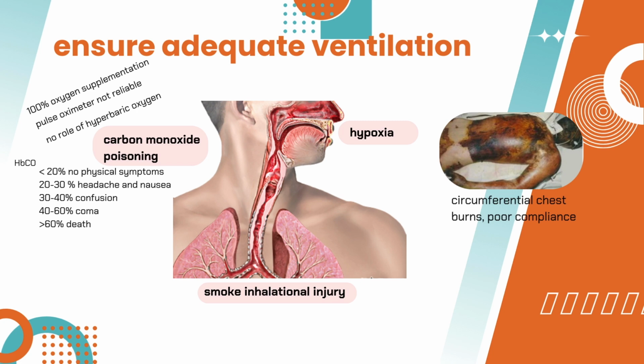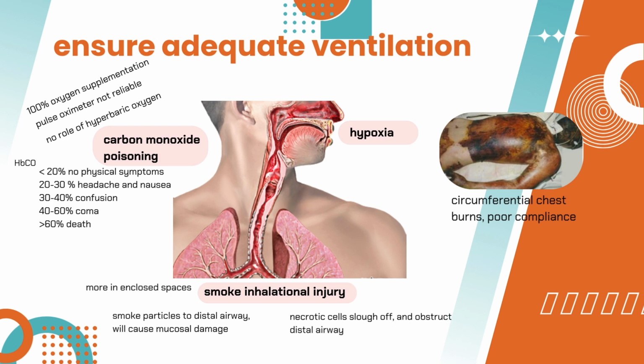Smoke inhalation injury occurs more in enclosed spaces, and the smoke particles in the distal airway will cause mucosal damage, and the necrotic cells will slough off and obstruct the distal airway. That is the mechanism of distal airway obstruction in smoke inhalation injury. Smoke inhalation injury can be more common at the extremes of age. In those less than 10 years old or more than 50 years old, even 10% burns can cause inhalational injury.